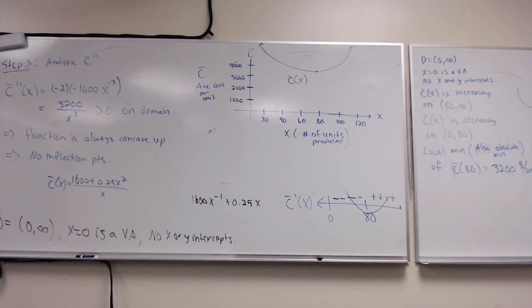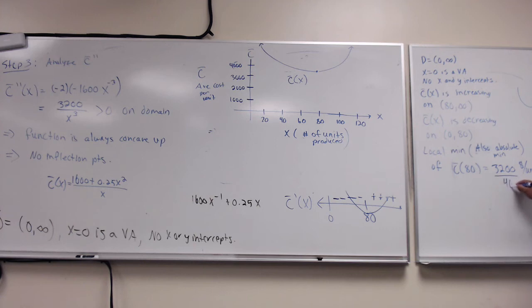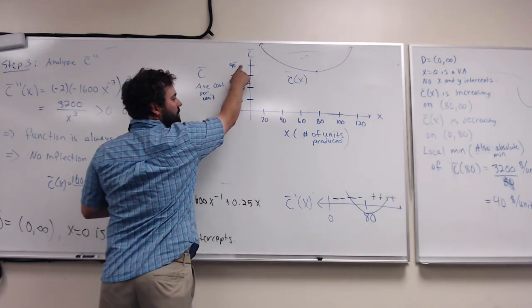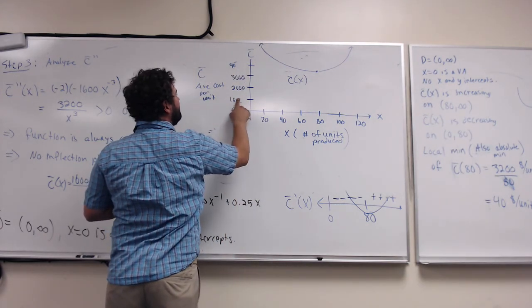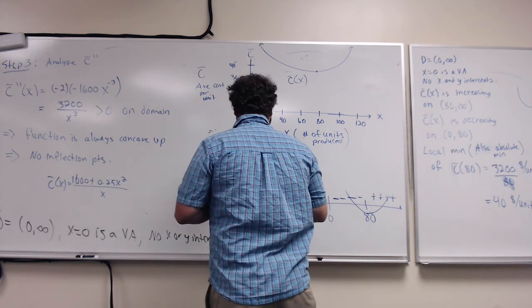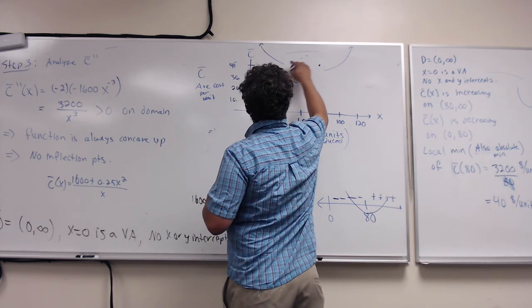Okay. So that makes sense because I forgot to divide this by 80. I accidentally plugged 80 into the cost function instead of the average cost. So this should have been $40 per unit. And can I fix it? Let's just go 10, 20, 30, 40. Right. That was my mistake. So at 80, it should have been 40.